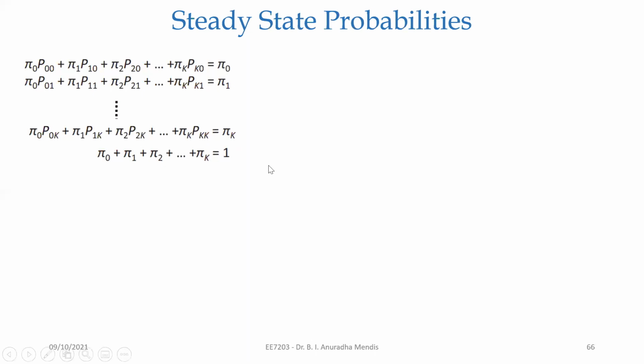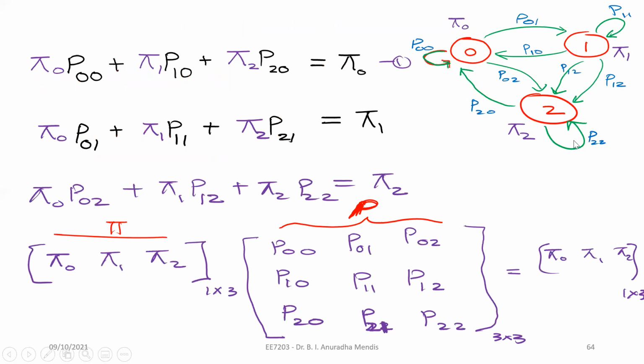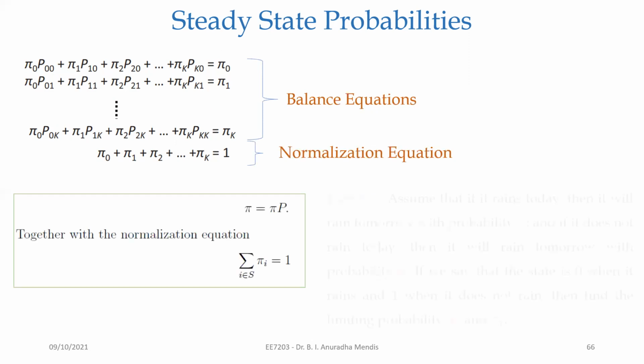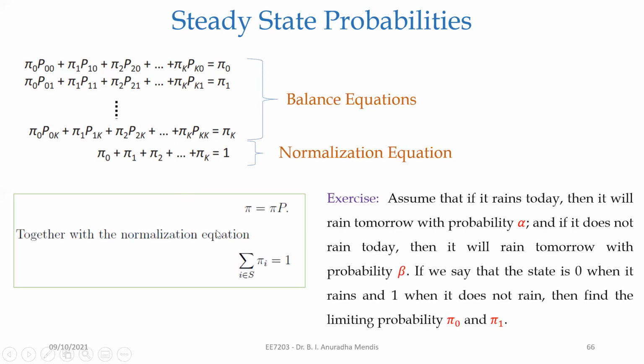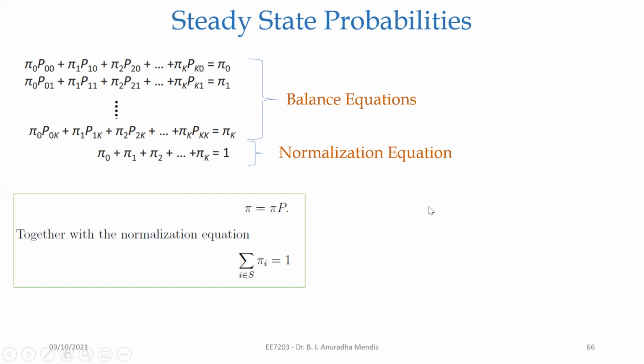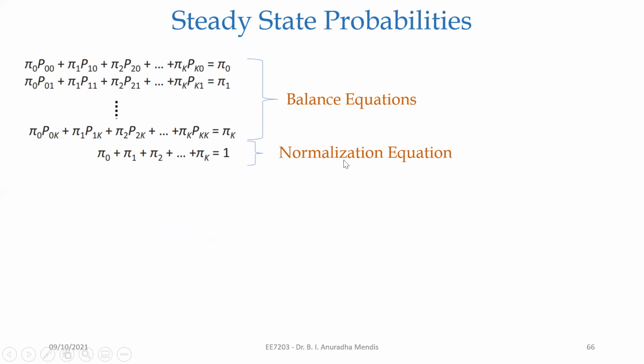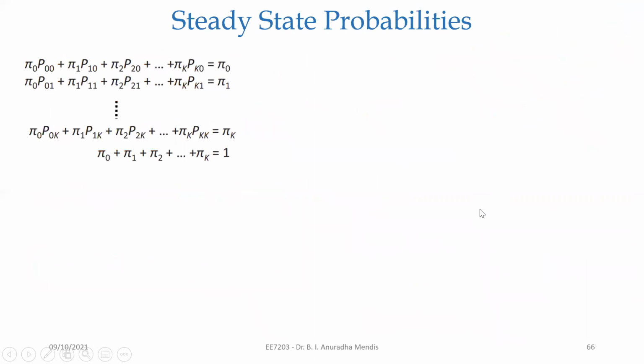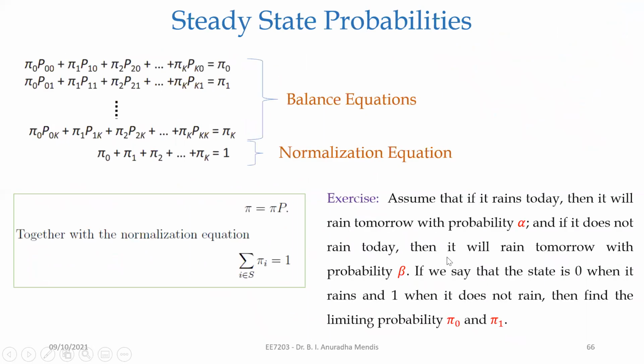Same thing I write. Now this is for only three states. So if you have k states, this is how you write those equations. Okay, balance equations. Don't think about the normalization one. First, we do this exercise. Try to find the solution for phi naught, phi 1, phi 2, those state probabilities, for this exercise.